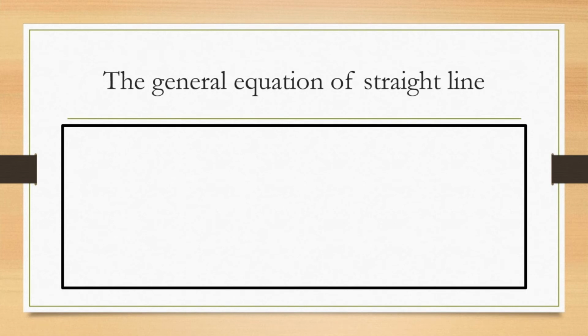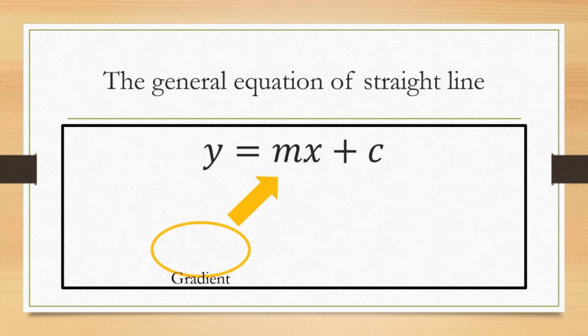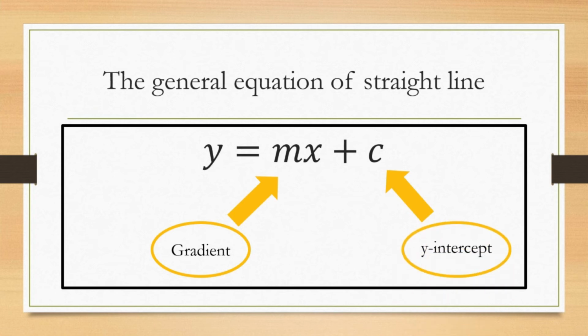The general equation of a straight line is y equals mx plus c, where m represents the gradient of the straight line, and c represents the y-intercept.